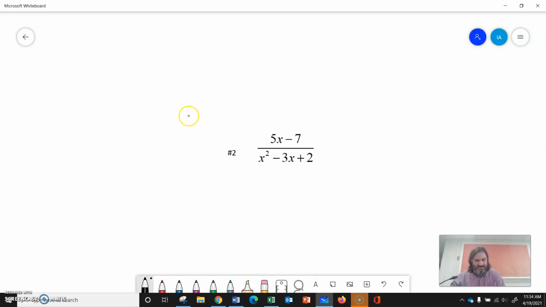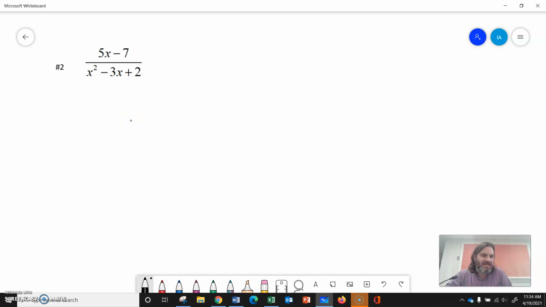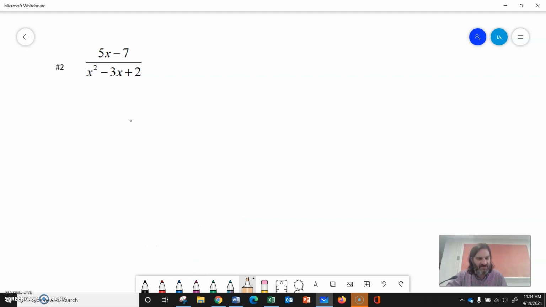All right, so here's the fraction we're going to work with as our first example. It is 5x minus 7 in the numerator. The denominator is x squared minus 3x plus 2. So the first thing we need to do is see if it is proper. The degree of the denominator is 2, and the degree of the numerator is 1. So we're okay there. And now we need to factor the denominator as much as possible. X squared minus 3x plus 2 factors into x minus 1 times x plus 2.